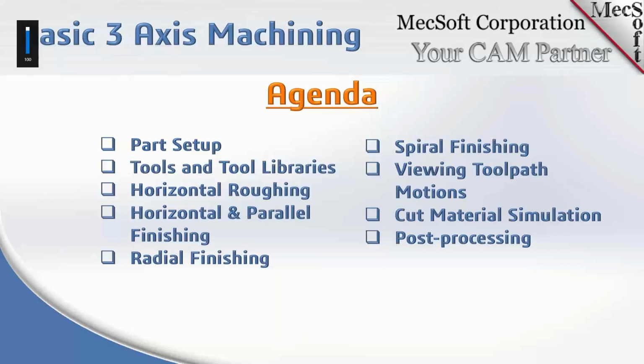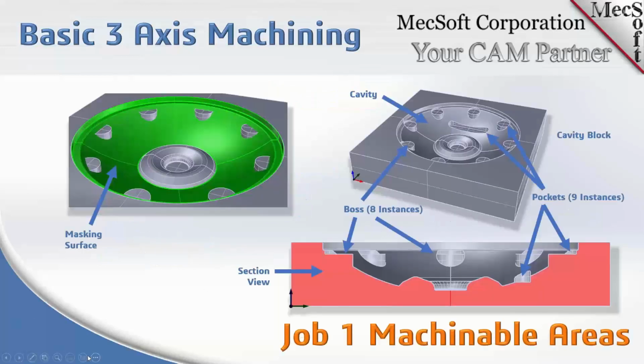The agenda will start with the part setup, and then we'll go to tools and tool libraries. We'll talk about that a little bit. And then he's going to jump into the actual machining, and go through all the different strategies, including roughing, horizontal roughing or Z-level roughing, Z-level and parallel finishing, radial and spiral finishing. And then finally, he's going to be looking at and viewing the toolpath motions and talking about different colors and things of that nature. And of course, cut material simulation, and finally post-processing. So without any further delay, Don, you want to take over?